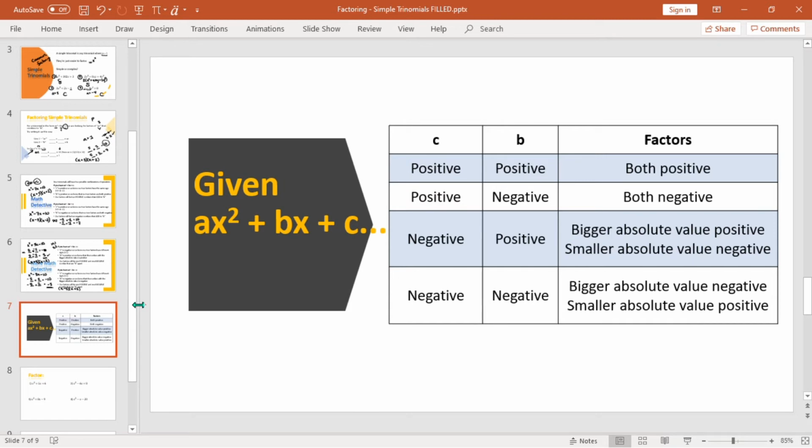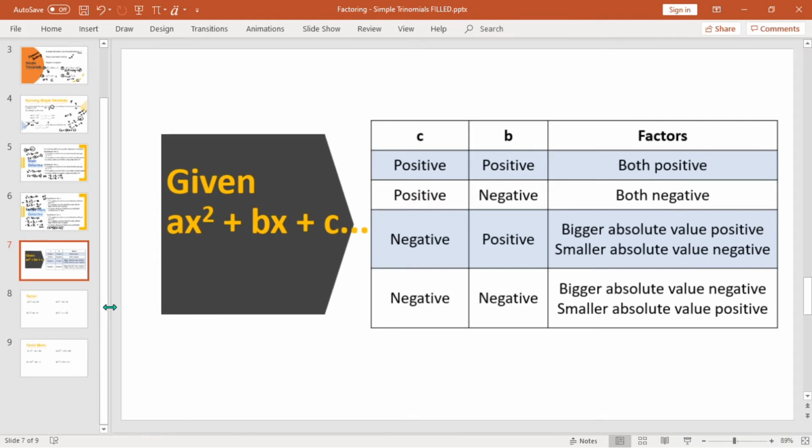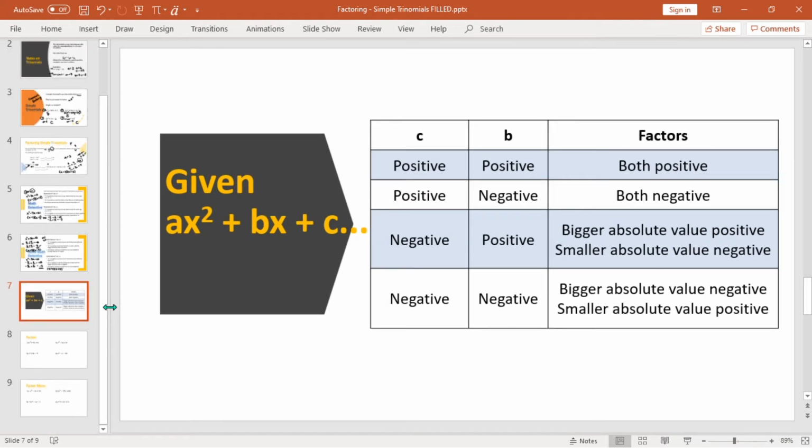And here's it all summed up in a chart. Make this a little bigger. So if C is positive and B is positive, you're going to have two positive factors. C is positive, B is negative, you're going to have two negative factors. And depending on whether B is negative or positive when C is negative, it tells you which number will be negative, which number will be positive. But you can always test it with the math.